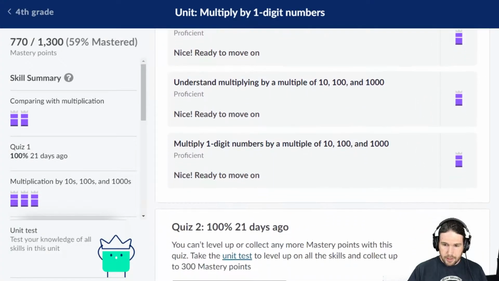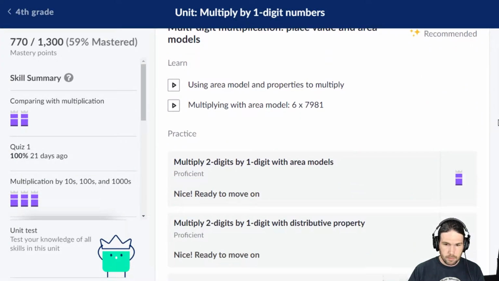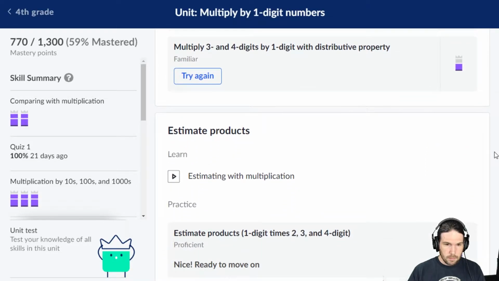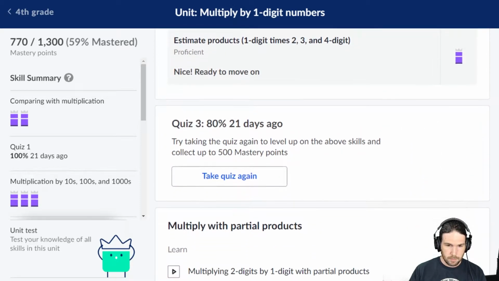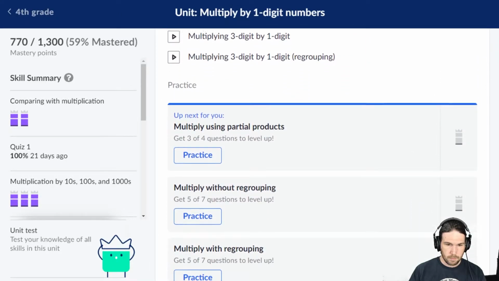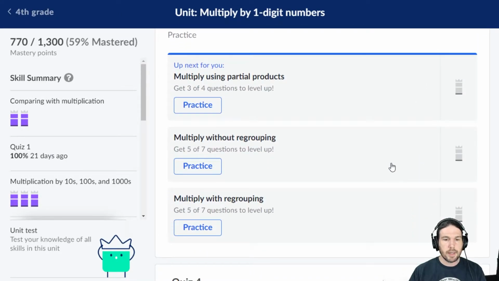Okay, we've done all this. We did miss one of them on the multiply 3 and 4 by 1 digit. But we're going to go ahead and move on to multiplying using partial products.